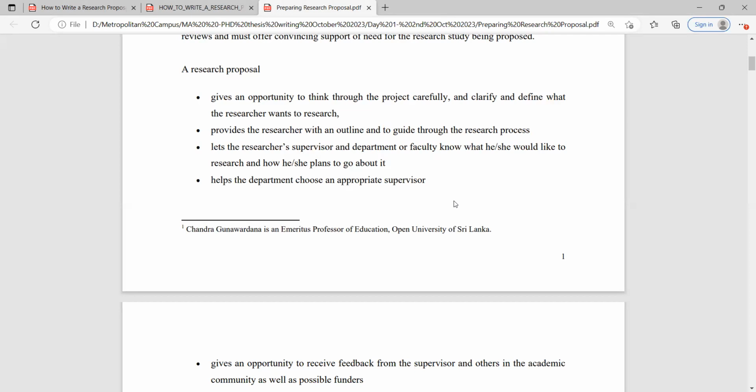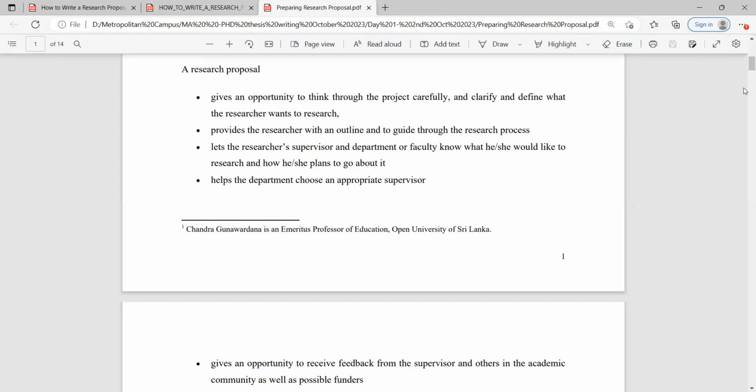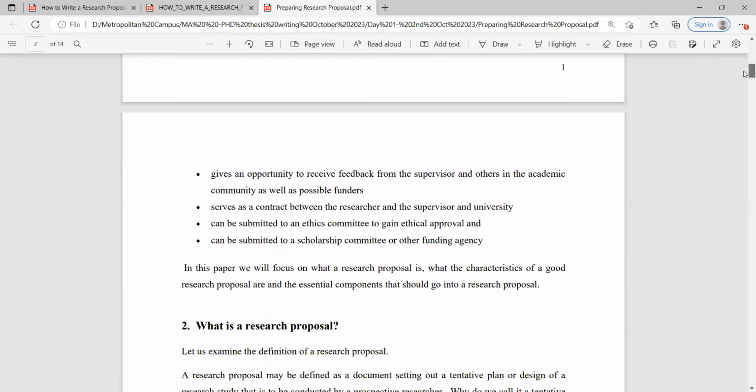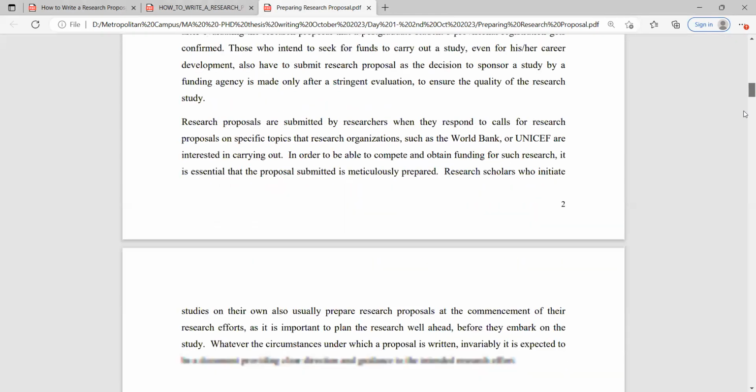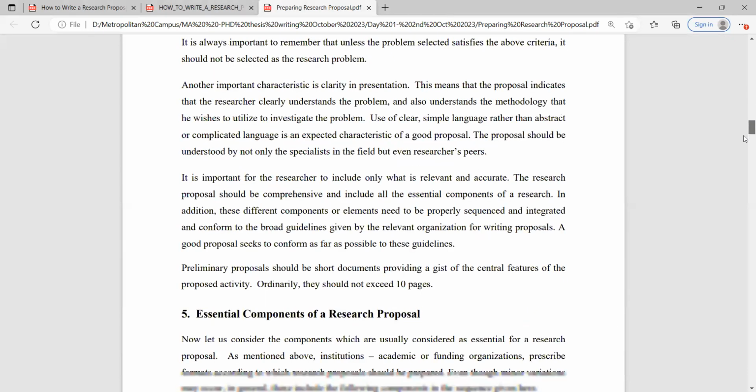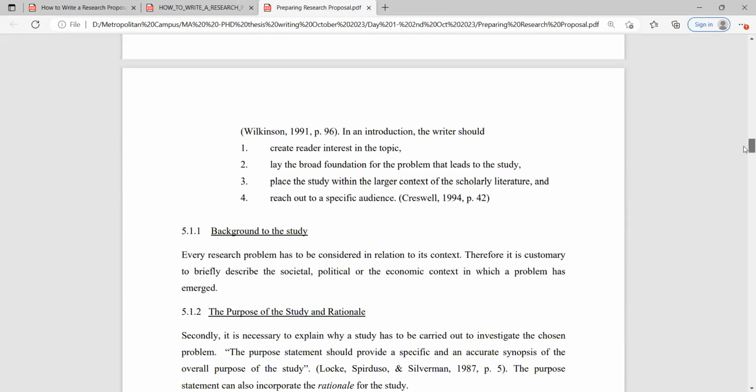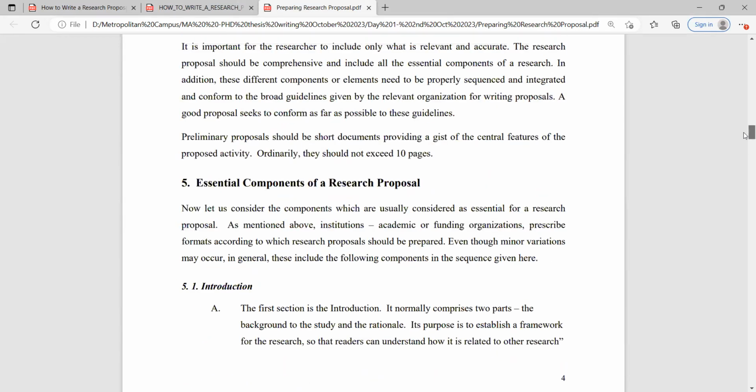So after you write your research proposal, you give this to the supervisor. If you get a very supportive, understanding supervisor, it's very easy for you to continue your research, right? So that is also really needed. And when you're writing your research proposal, similar to what I have mentioned here, she has explained everything in a proper manner: the essential components of a research proposal.